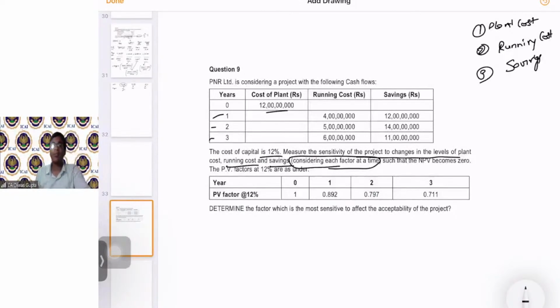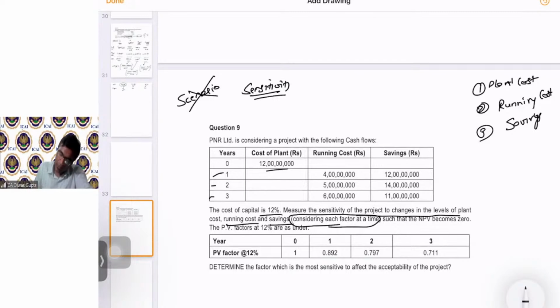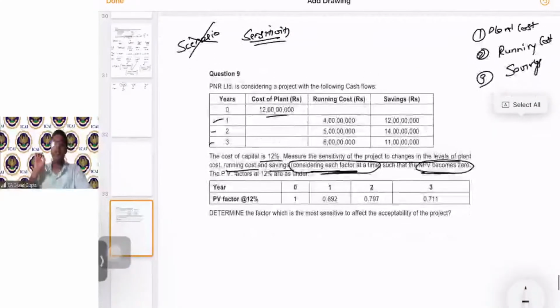Please see, students, the question is very clearly specifying. This is not a scenario analysis question. This is a sensitivity analysis question, because they are asking us to consider one factor at a time, in such a way that the NPV becomes 0. In this case, they have categorically told you that they have not given you any change on input. Rather, they are expecting you to derive the change in input from the change in output, that is, making the NPV 0.